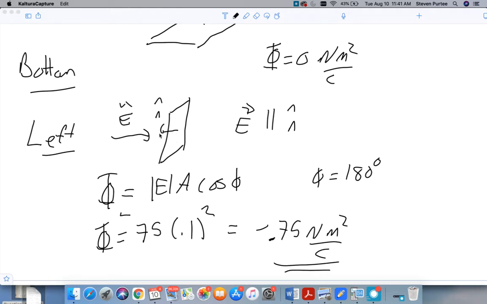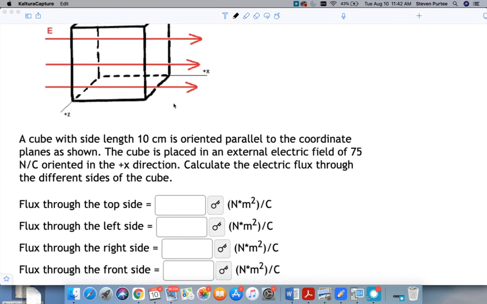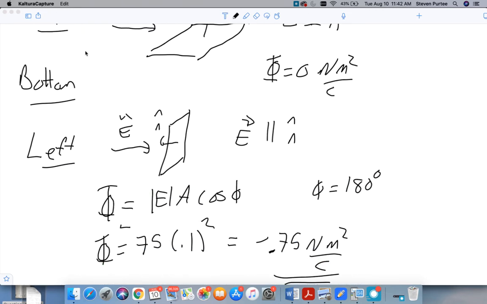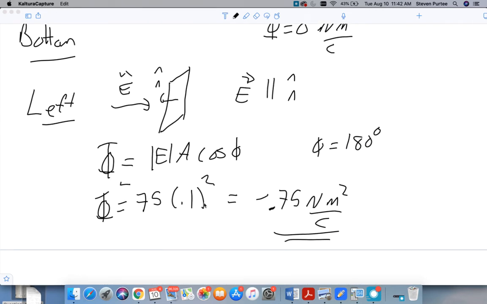So E and N, the normal vector, I wrote here parallel, but they're really anti-parallel. The angle is 180 degrees. Cosine of 180 is -1. So the flux passing through this left side is negative E times A. It's a square, so A is just one side squared. And we get this negative 0.75 Newton meters squared per coulomb.